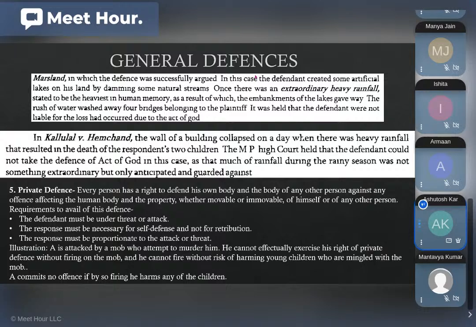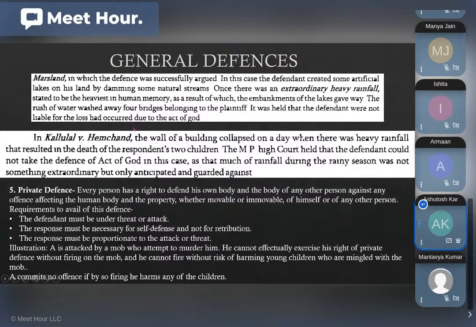Extraordinarily heavy rainfall हुई, which was stated to be the heaviest in human memory, as a result of which इसने जो artificial lake बनाया था, embankments मतलब जो वो guard कर रहे थे उसे, they gave way, मतलब वो टूट गए. Water rushed out and washed away 4 bridges belonging to the plaintiff. Plaintiff मतलब जिसने case file किया है, the one who faced this damage, जिसके bridges wash हो गए.